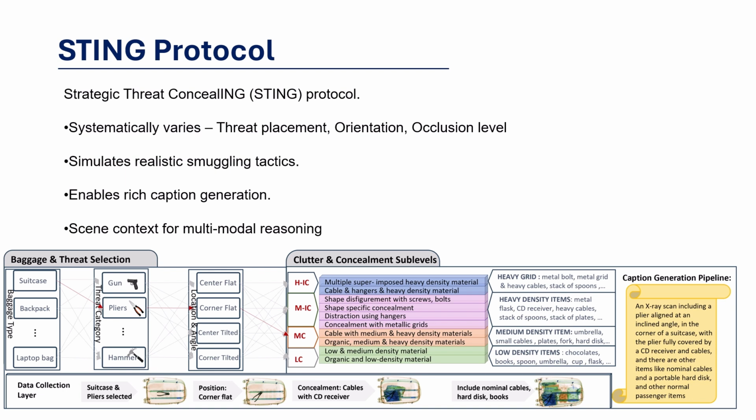The STC-Ray data generation follows a systematic STING protocol that methodically adjusts the threat location, the baggage, the orientation of the threats, and the concealment levels. And later, the STING protocol generates the captions using these predetermined metadata to yield accurate descriptions. And this is vividly shown in the schematic diagram below.